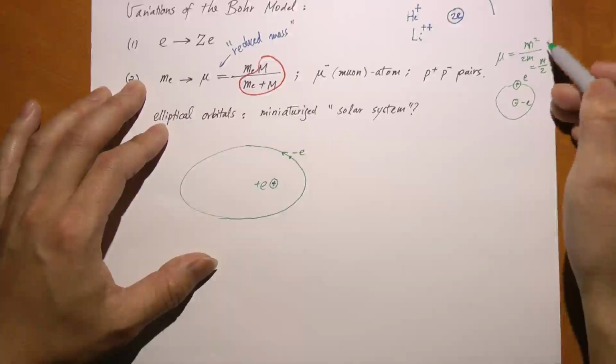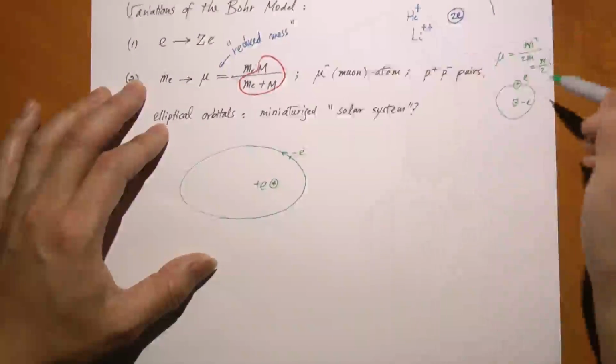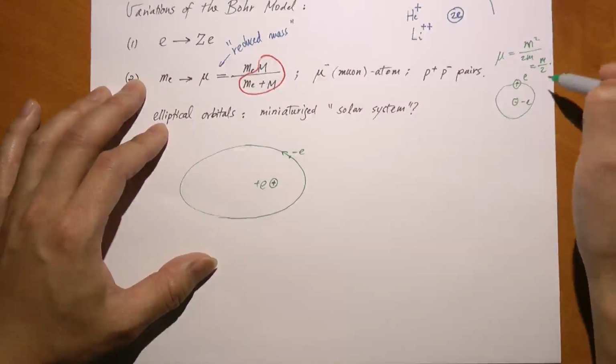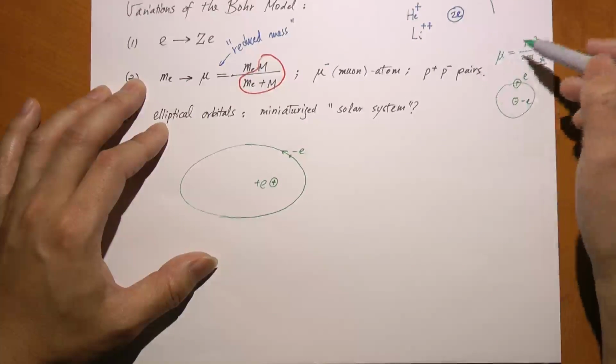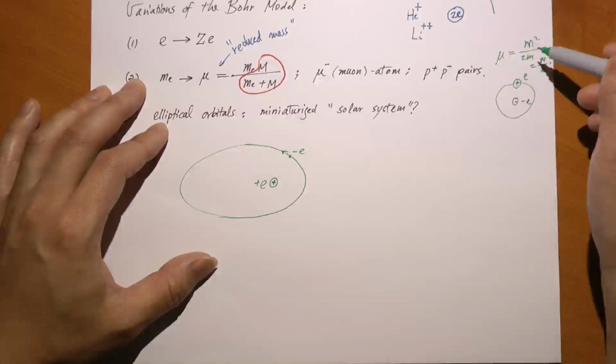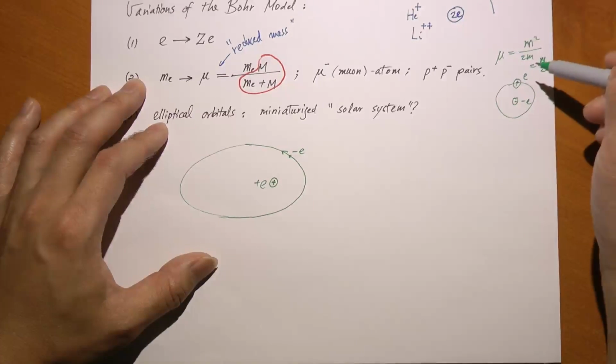These particles have the same mass, they just have opposite charges. So it's m squared divided by m plus m, and that is only half of the mass. So if you want to describe an electron-positron pair correctly using a Bohr model, you must use half of the mass of each positron or each electron in order to get the correct answer.